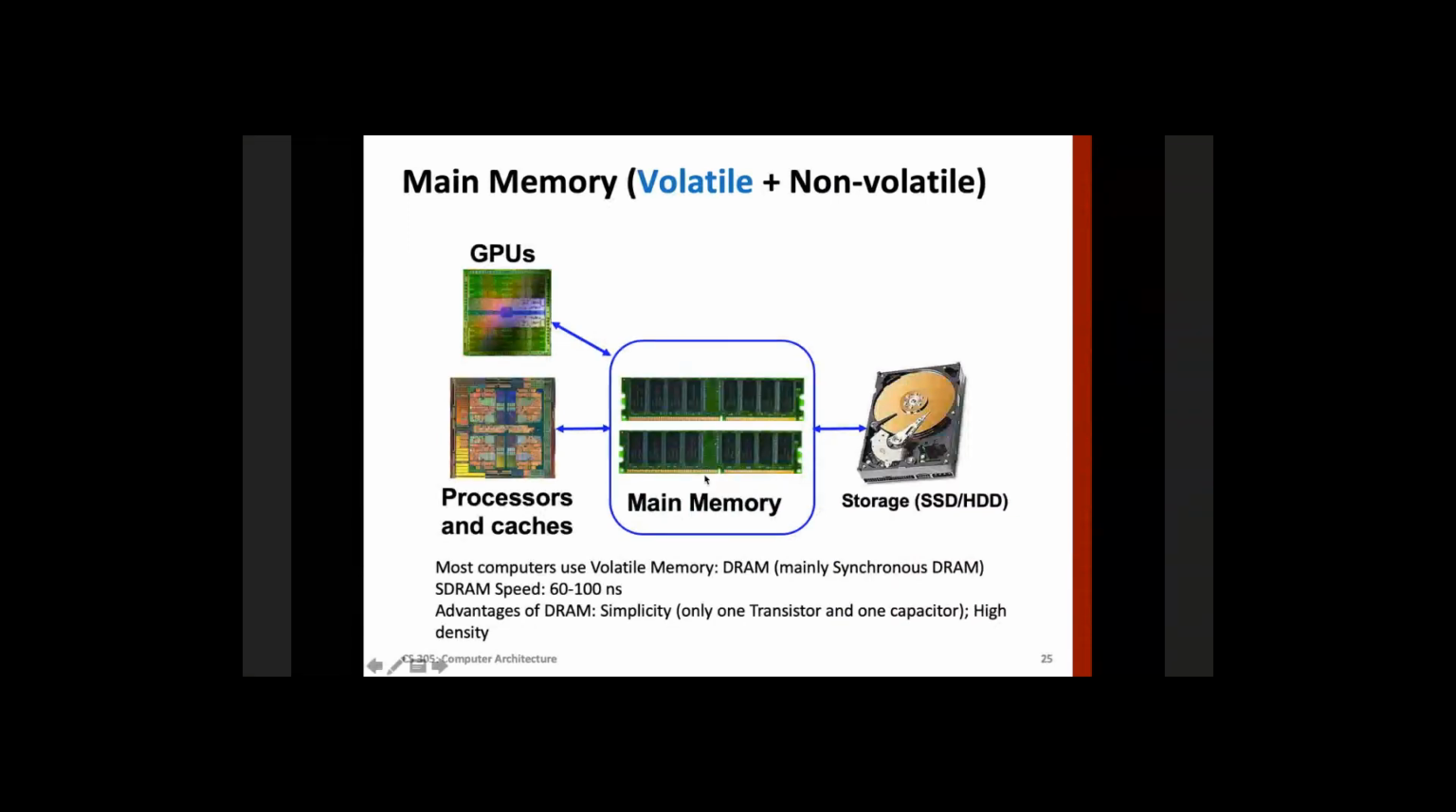The technology we mainly use for it is DRAM, or we call it SDRAM, or synchronous DRAM, where access speed is faster than other memories, which is 60 to 100 nanoseconds. An advantage of DRAM is that it's a very simple technology. You need just one transistor and one capacitor to create 1 bit of memory, so it can be very high density. However, there are some problems with DRAMs. That's the reason scalability is an issue. We'll look at this later.